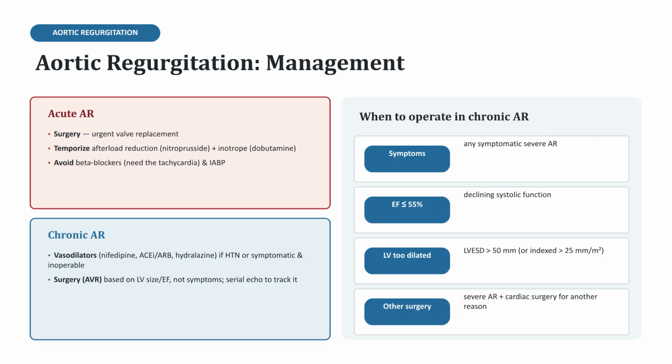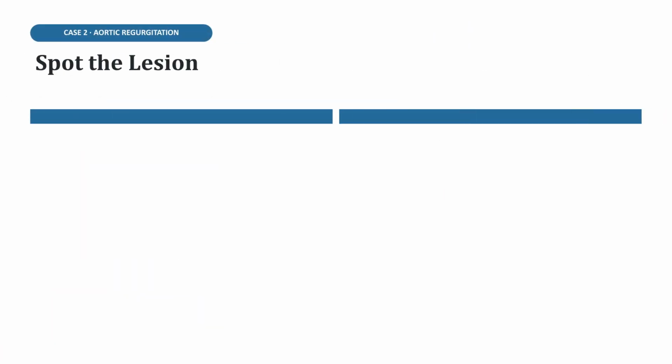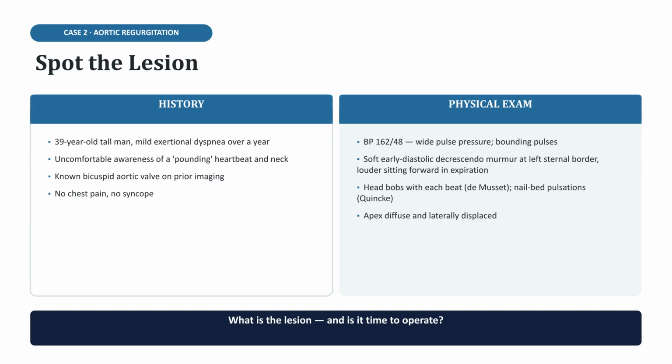For chronic aortic regurgitation, surgery is timed based on the ventricle's size and function, not just symptoms. We replace the valve before the left ventricle sustains irreversible damage. In our second case, the patient is a 39-year-old with a bicuspid valve. He has a wide pulse pressure and characteristic peripheral signs. How would you approach his management?